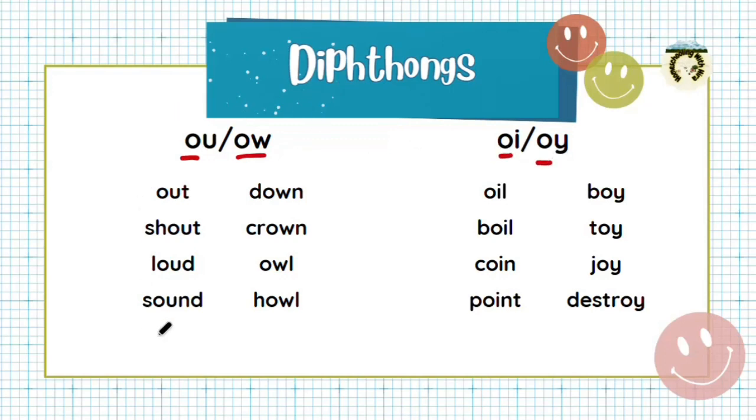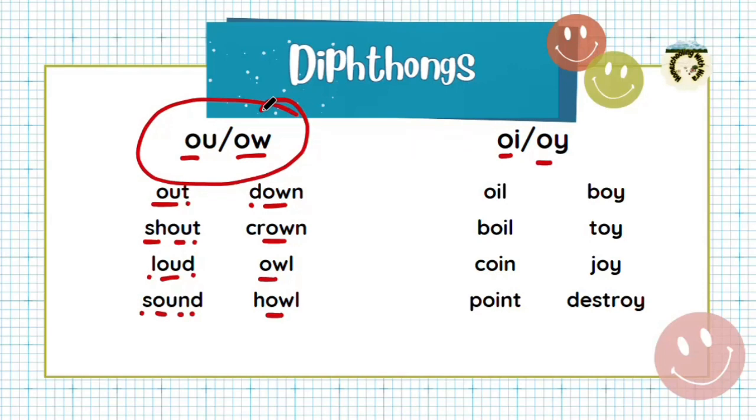Let's first read these few words with OU. Out, shout, loud, sound, down, own, crown, owl, howl. If you want to learn when to use OU and when OW, you will find the link in the description box of this video, and you will also get the worksheets for your kids to solve.